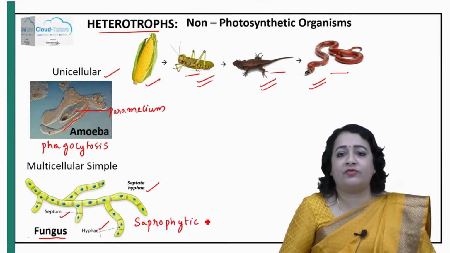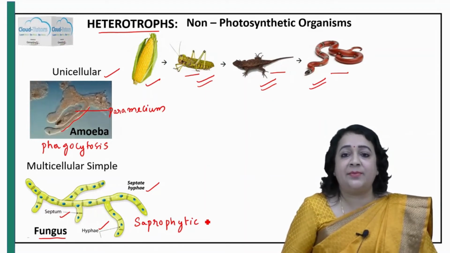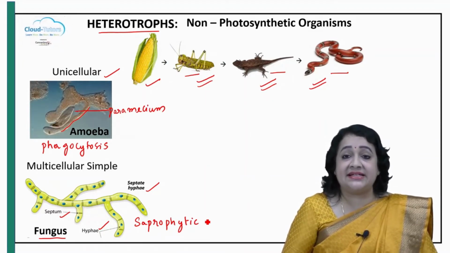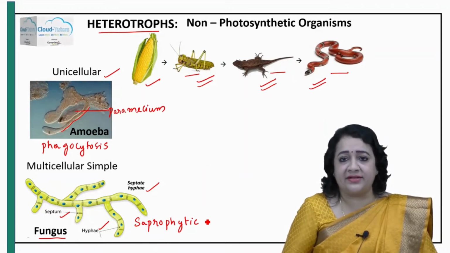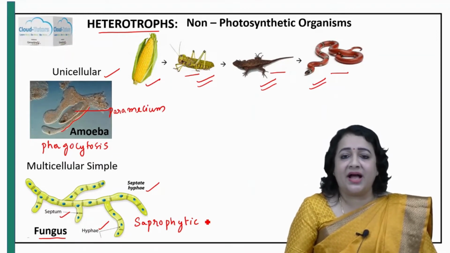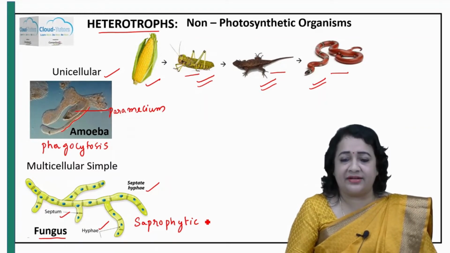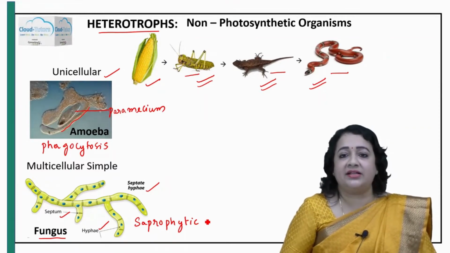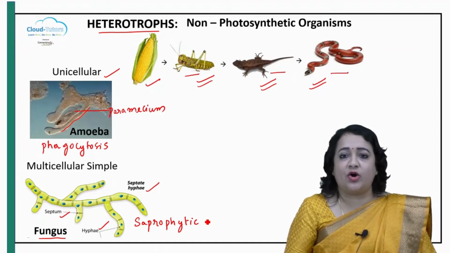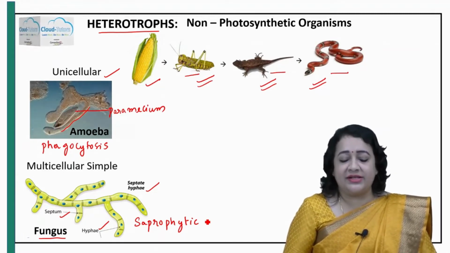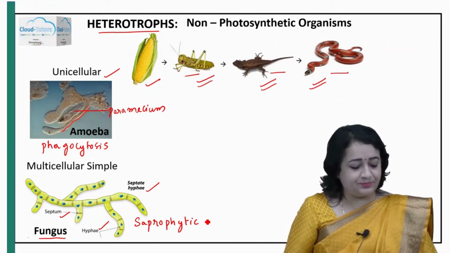When I say saprophytic, these organisms depend on organic matter, that is dead and decaying organic matter. So the plants and animals which die and undergo decomposition forming organic matter, that will be fed on by this fungus. Fungus will feed on that organic matter. That's why they are called saprophytic.